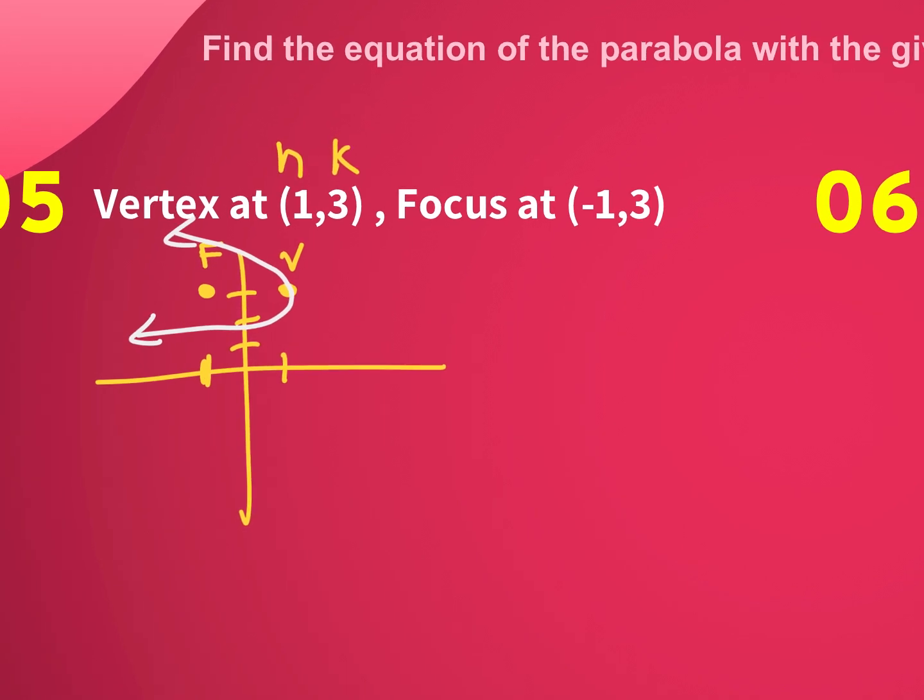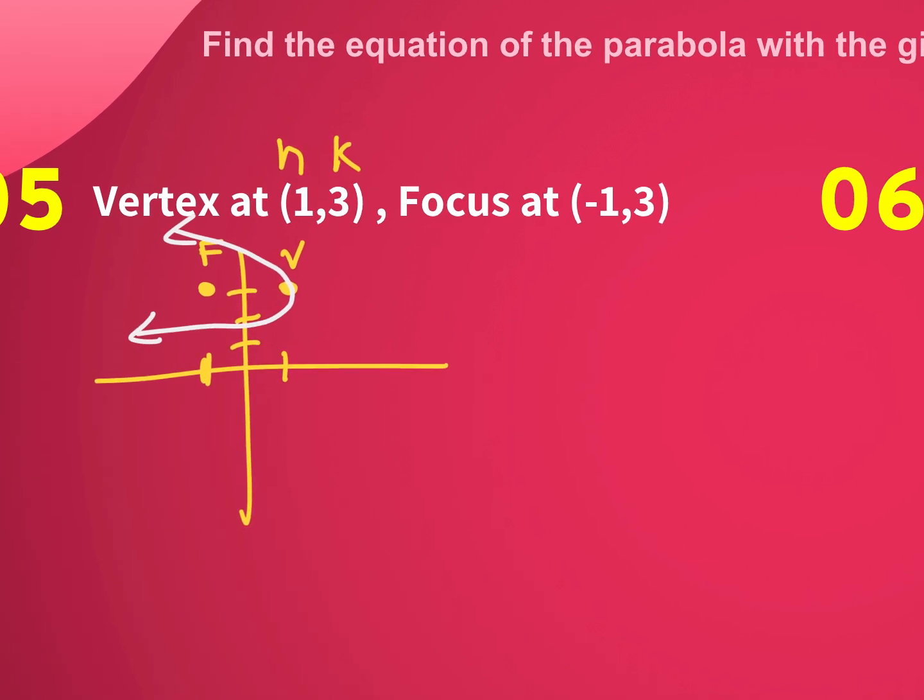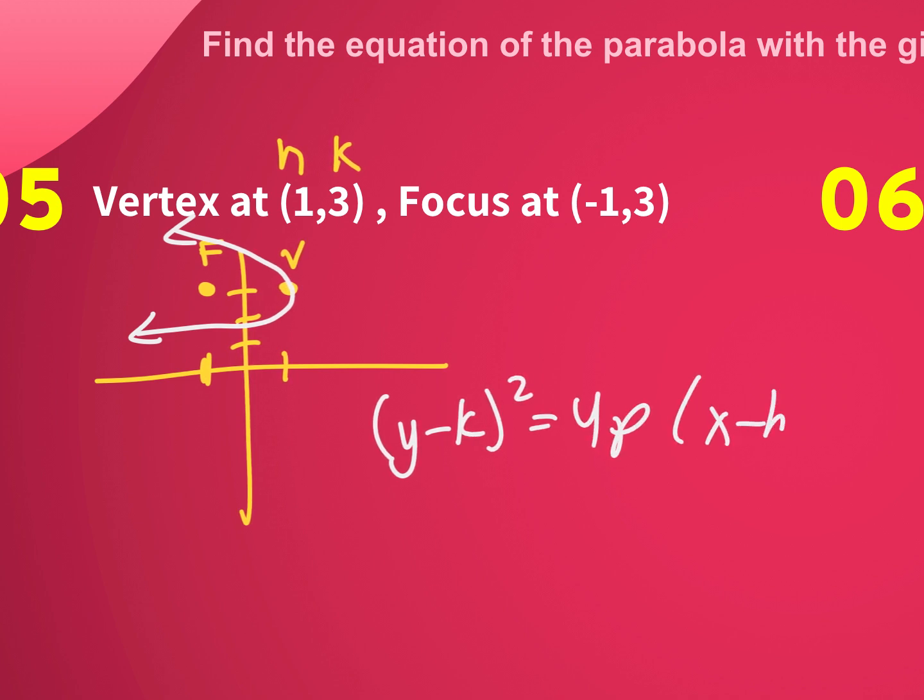This is a y squared parabola. So I know my center. I'm going to be giving you these formulas, but I know it's y minus k squared equals 4p times x minus h, right? We already know our h and our k. Now we can find our p-value.